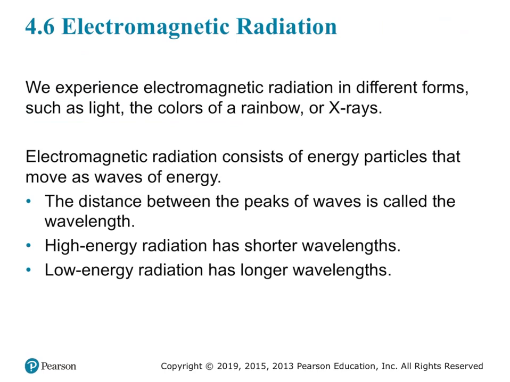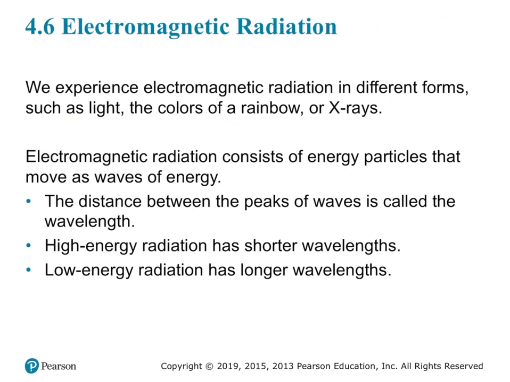So we experience electromagnetic radiation in different forms. Most often we experience it in the form of light. You might also occasionally see a rainbow. That's also electromagnetic radiation. Or if you've ever had an X-ray, that's also electromagnetic radiation. So electromagnetic radiation consists of energy particles that move as waves of energy.